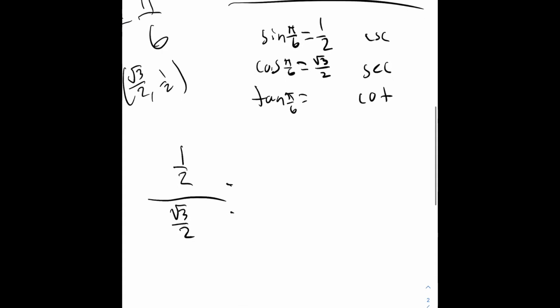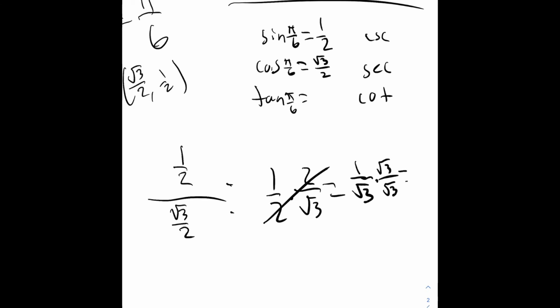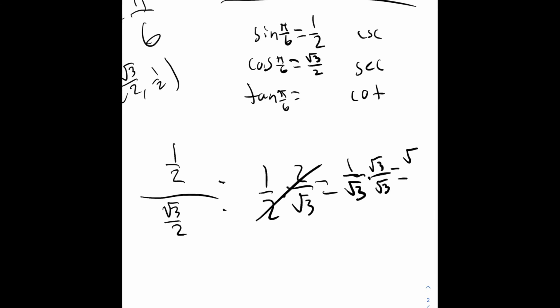When we divide fractions, we multiply by the reciprocal. So I'm going to keep, change, flip. Now, you'll notice this cancels out. The problem is we have a square root sign on the denominator. We don't like that. So we're going to multiply both sides by the square root of 3 so that we get square root 3 over 3 as our answer. We can't leave a square root sign on the bottom.